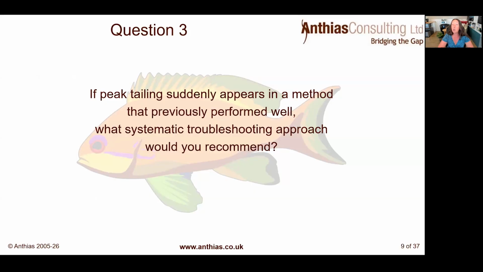So that takes me on to question number 3. Question number 3 asks, if peak tailing suddenly appears in a method that previously performed well, what systematic troubleshooting approach would you recommend? So we've had a good peak shape, I assume. So we get nice Gaussian peaks, it all looks really good. And then we start to get peak tailing.